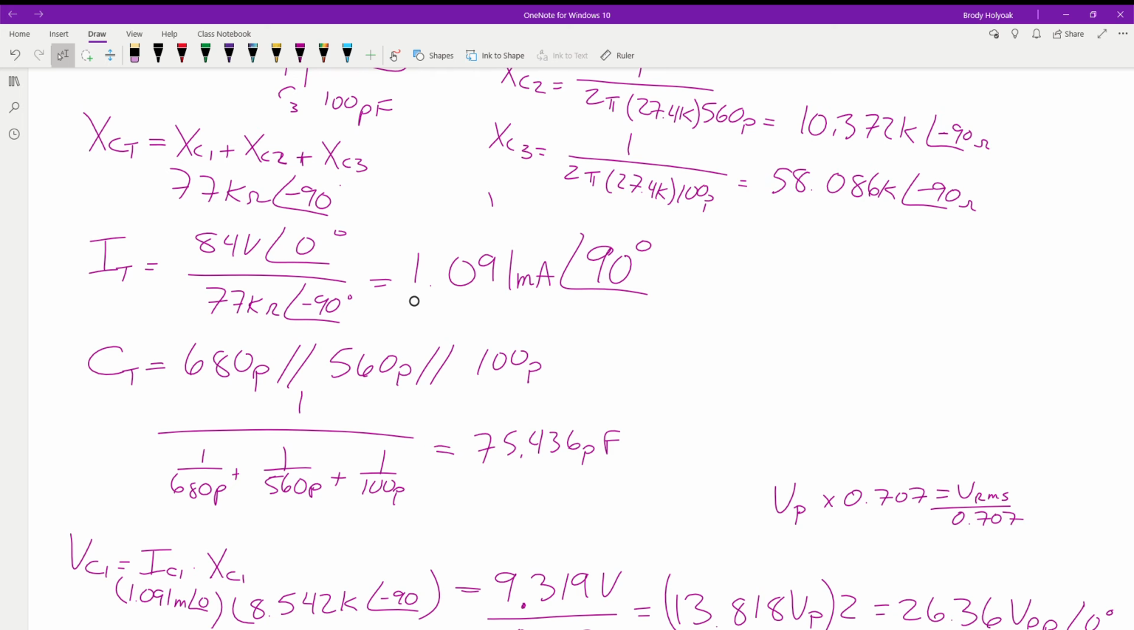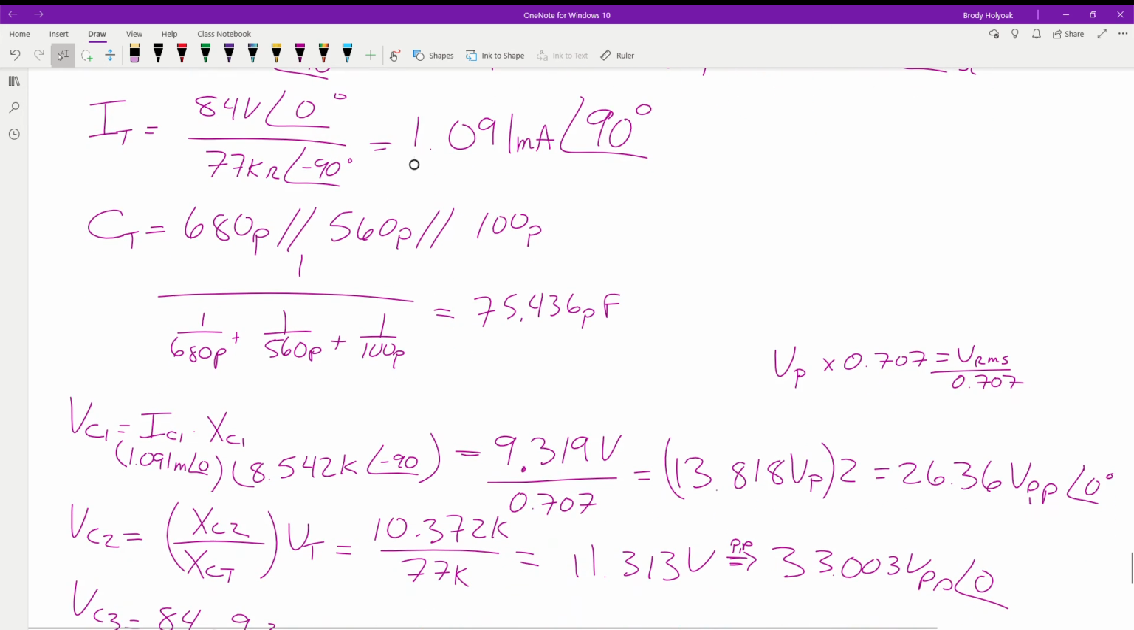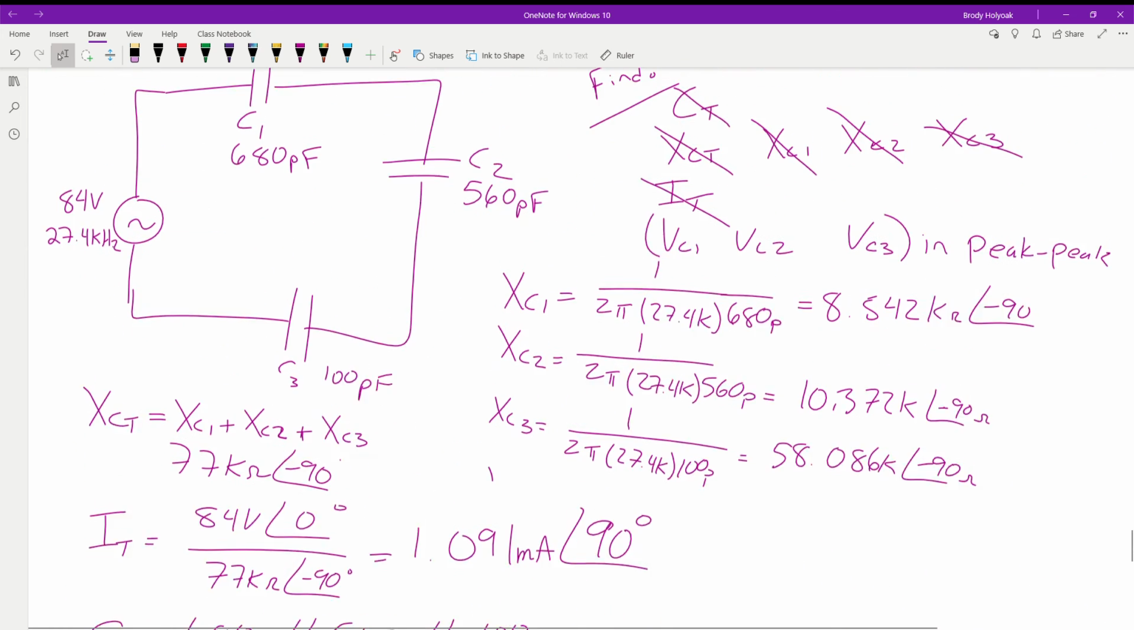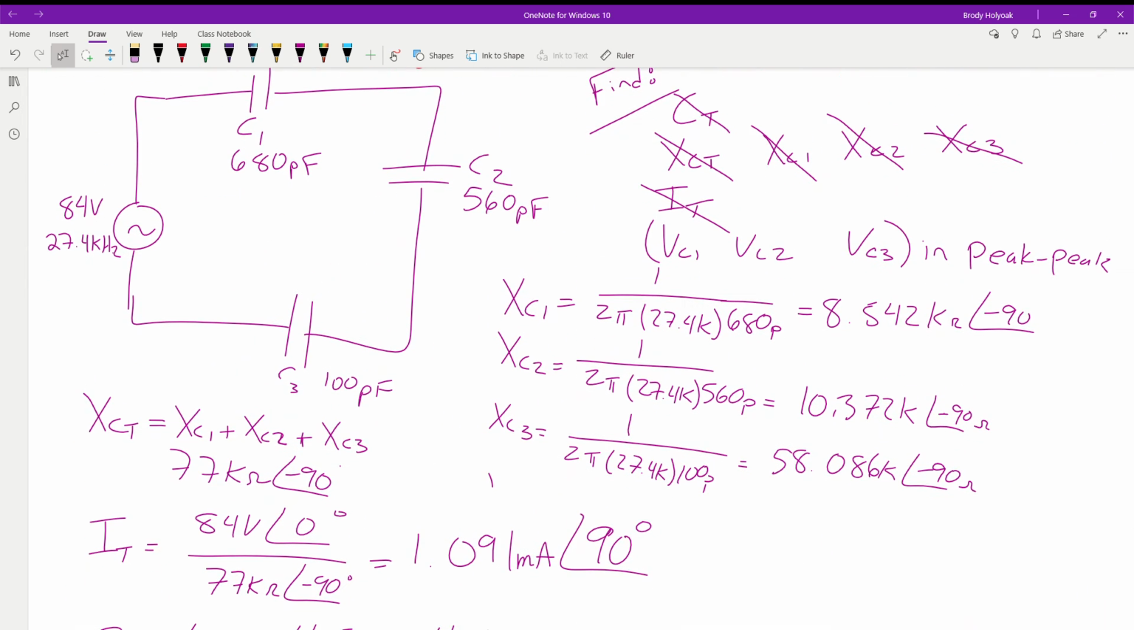Then we can take that value and plug it in to solve for voltage like you did on this one. Because the current in a series circuit is what? The same. So everywhere is going to have the total current.